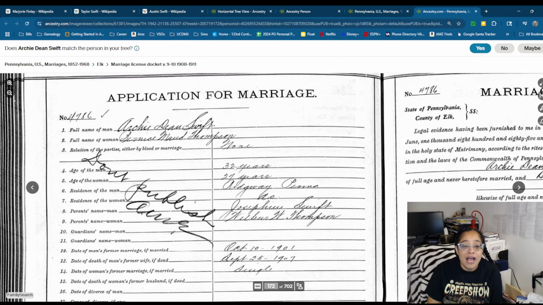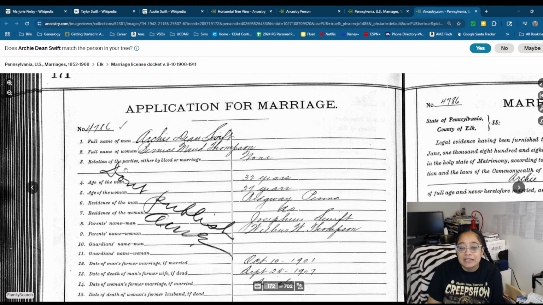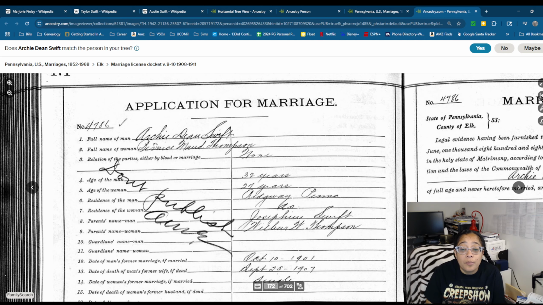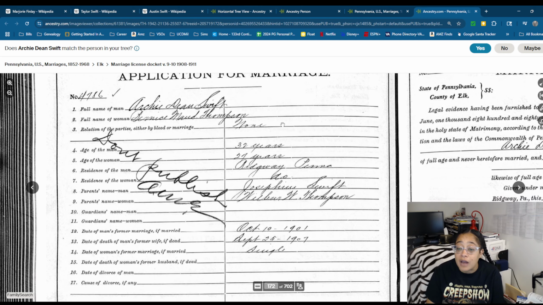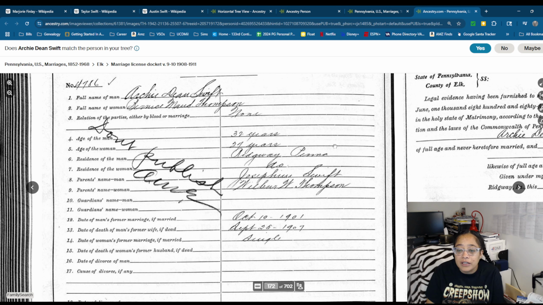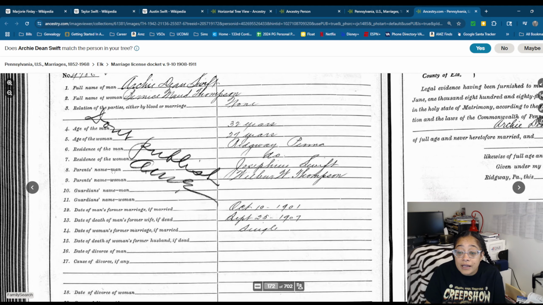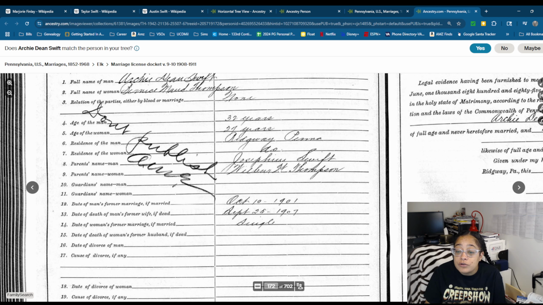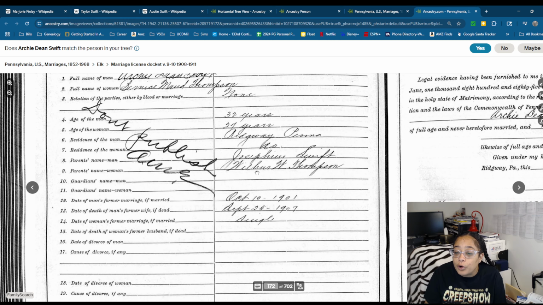So here we have, it's application number 4786, Archie Dean Smith and Bernice Maud Thompson. Neither party is related by blood or marriage. 32 years, 27 years, Ridgeway, Pennsylvania, without the E. So again, that shows me, okay. And then she also lives in Ridgeway. And then parents' names, man, Josephias Swift, and Wilbur W. Thompson. So this one doesn't give the mother's name, unfortunately, but it just gives the fathers' names.